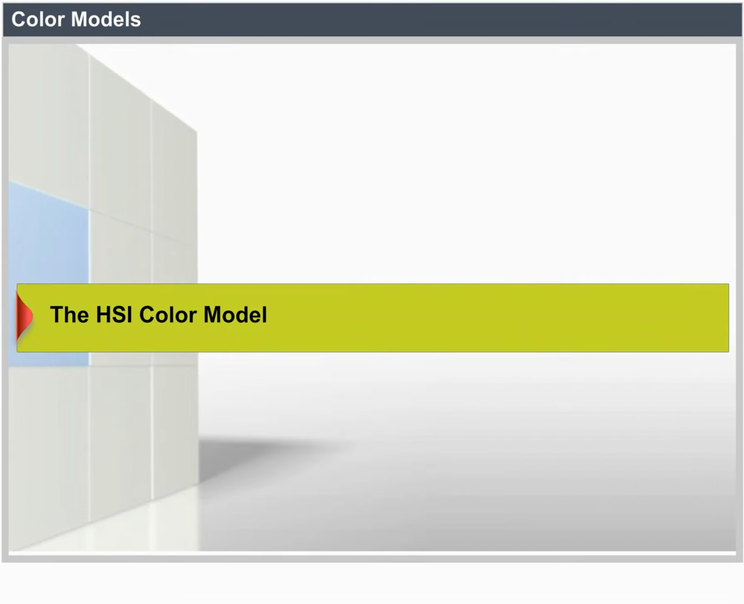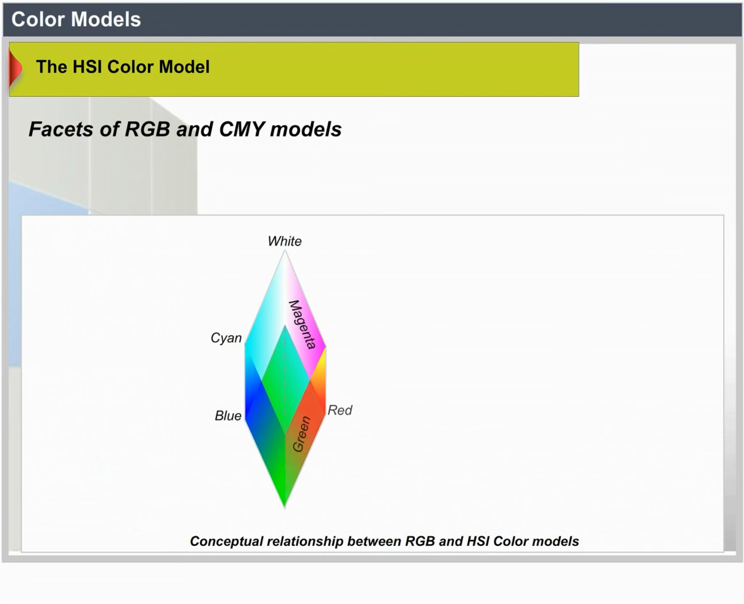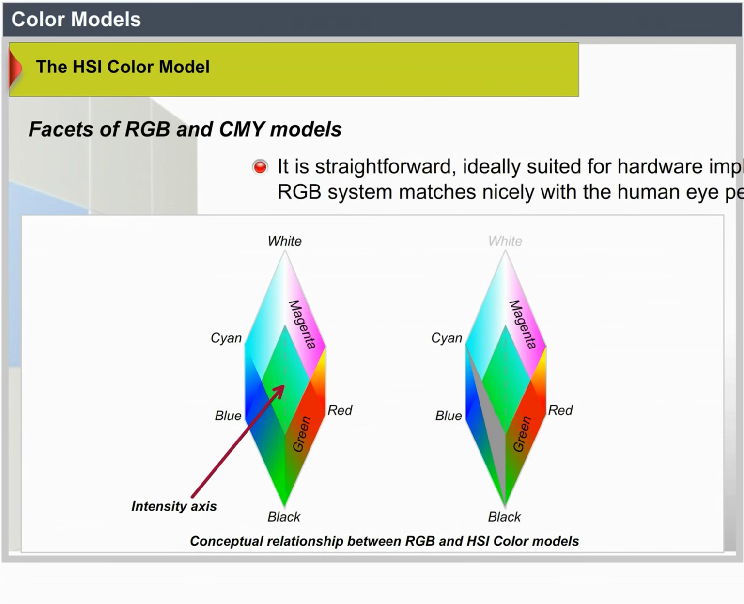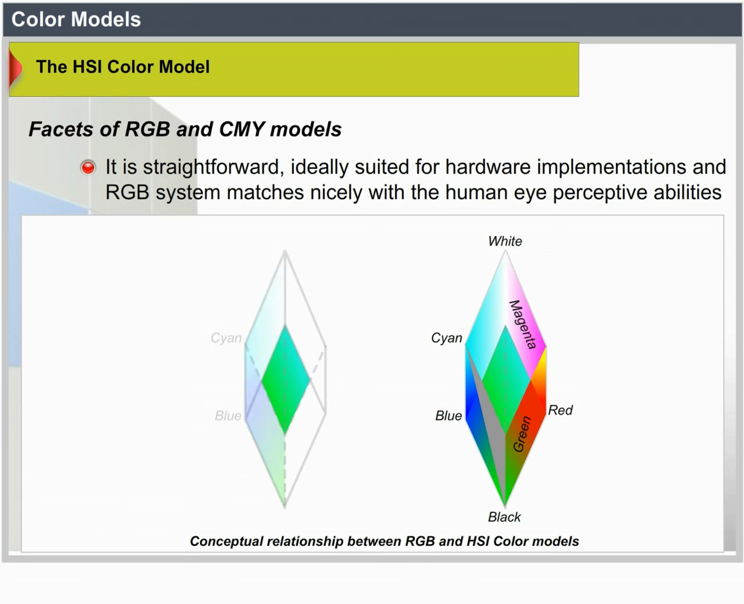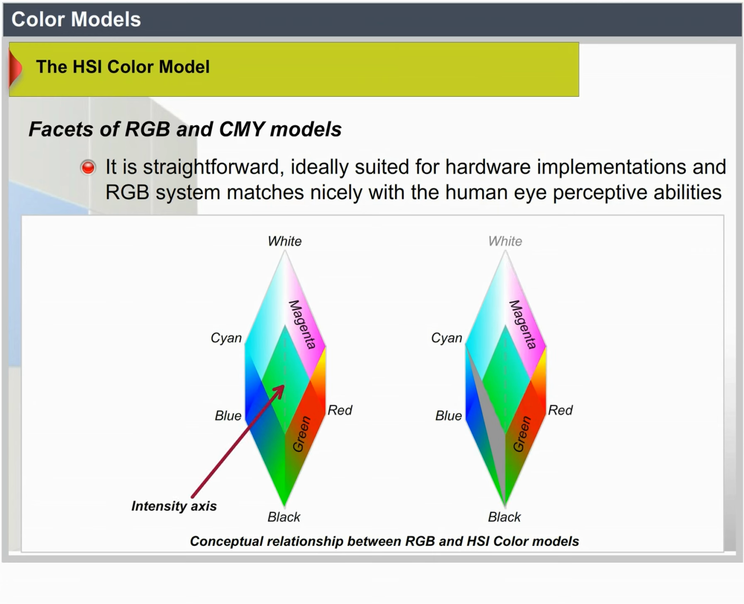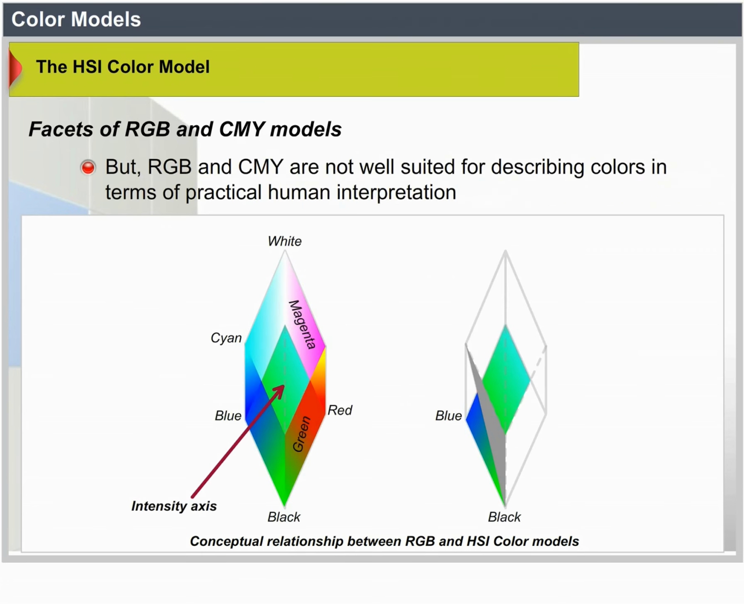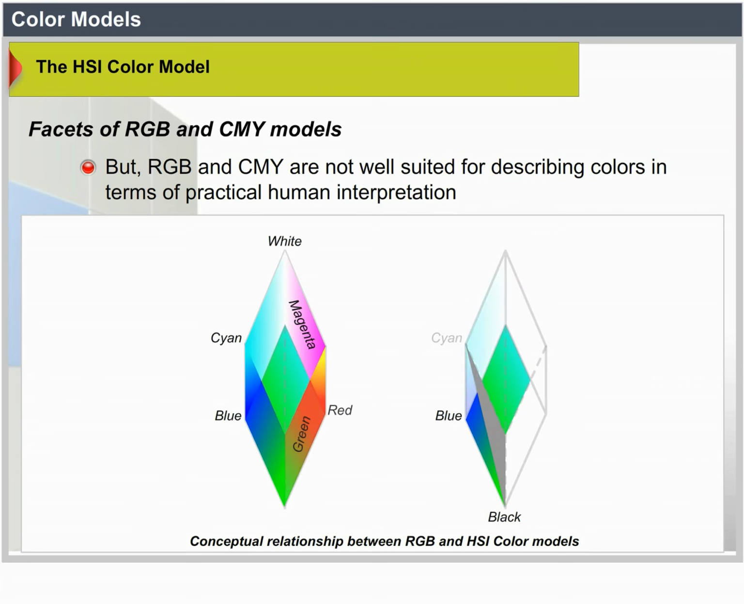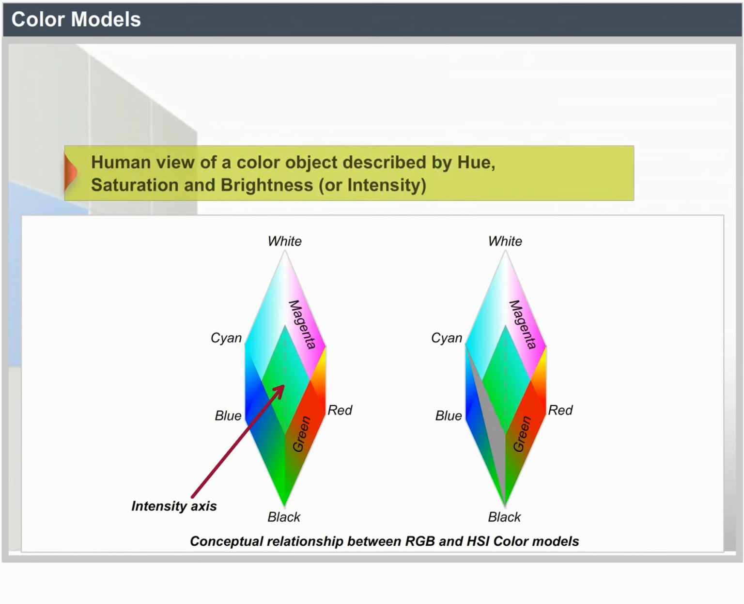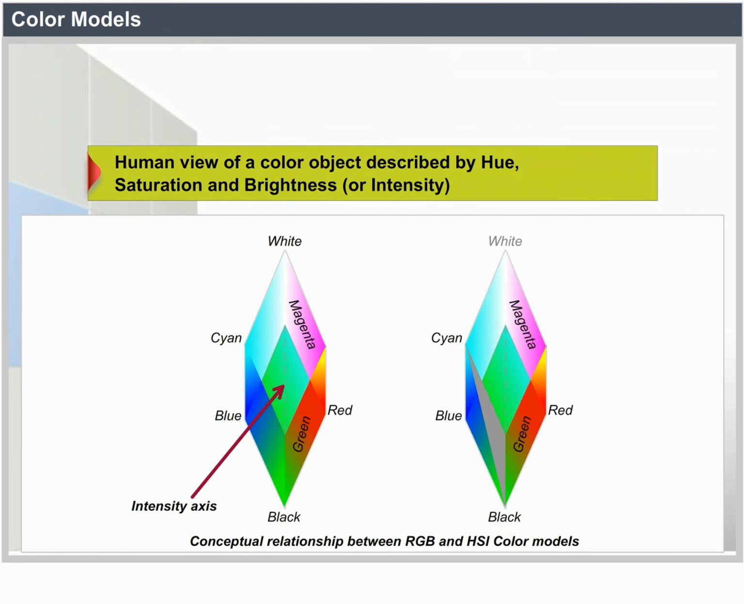The HSI color model. RGB and CMY models are straightforward and ideally suited for hardware implementations, and the RGB system matches nicely the human eye's perceptive abilities. But RGB and CMY are not well suited for describing colors in terms practical for human interpretation. The human view of a color object is described by hue, saturation, and brightness or intensity.